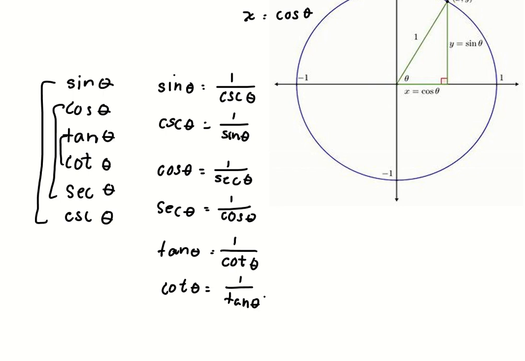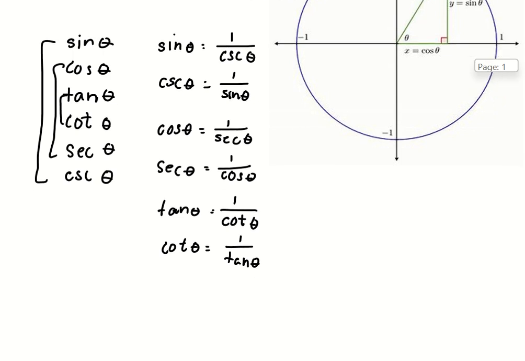Very easy to remember. If you forgot, just recall this. All the functions, list them down, and just match the extremes. Then work your way in to cotangent and tangent. So those are the reciprocal identities.